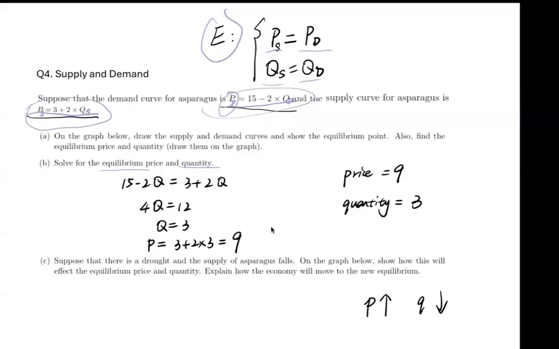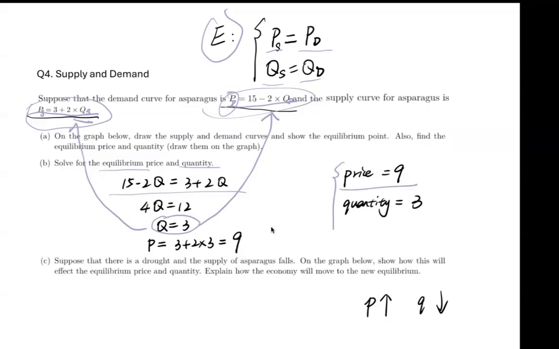And you will find this equation. You will solve Q equals 3. This is the equilibrium Q. And then substitute Q into this equation or this equation. It doesn't matter, because you will find the same price. So then you will get the price is 9, quantity is 3.